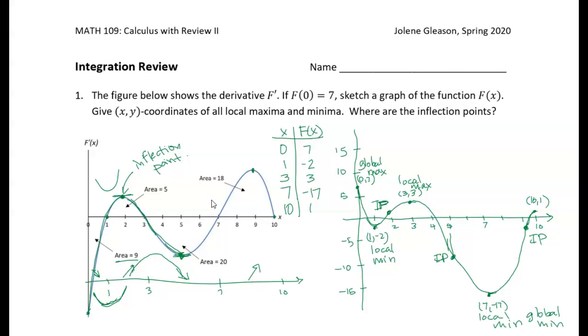So let's see. We answer everything. Yeah, we have the local min and max. I've identified all the local min and max, as well as the global min and max. And I've indicated on the graph where the inflection points are, roughly. And I think that's all we need to do. So there you go.